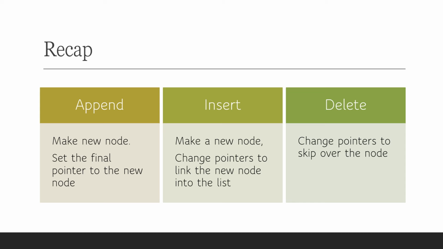So to recap, if we want to append data to a list, we make a new node and then change the final pointer of the list to point to the new node. The node is now added to the end of the list. If we want to insert a value halfway through a list, we have to make a new node and then we have to change 2 pointers so that the new node is integrated into the list and nothing is lost. And finally, if we want to delete a node from the list, we don't have to wipe it from the computer's memory. We just change the pointers so that the computer will skip over the node.